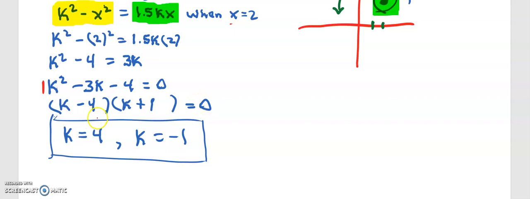When k minus 4 is equal to 0, k must be 4. When k plus 1 is equal to 0, k has to be equal to -1. And so there are two possibilities for k, which means there are really two complete sets of piecewise functions that would make this a continuous function at x equals 2 or entirely continuous on its entire domain.